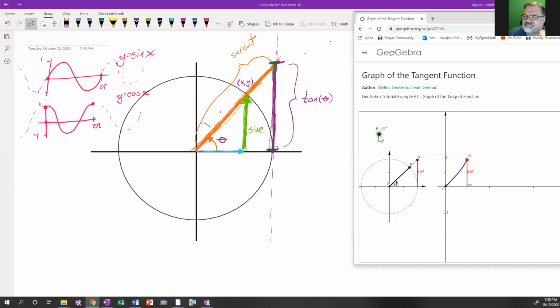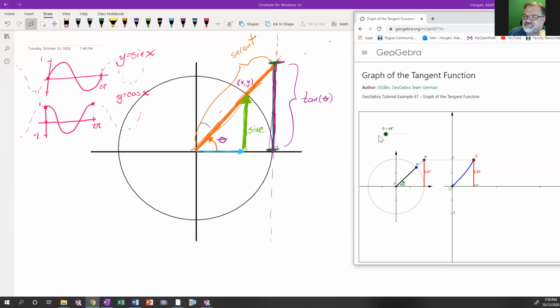We remember that the tangent of 45 was supposed to be 1. Let's see if I can put this at 45. I can't quite make it go 45. But we could imagine if it was 45 degrees, this length here of 1 should match that length of 1. So it should be that height. So hopefully it seems reasonable.